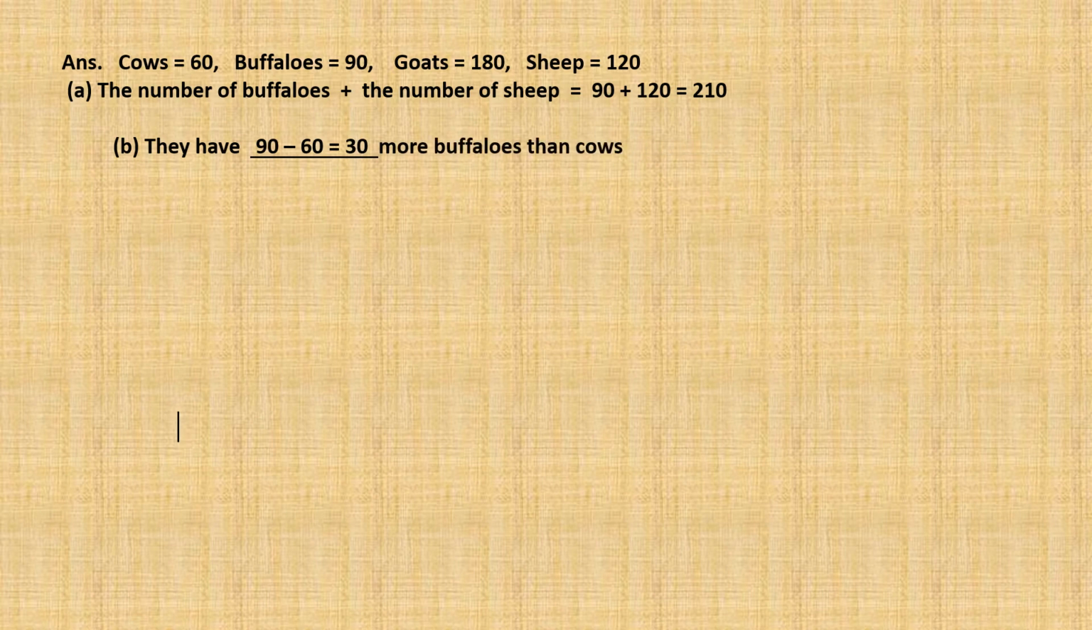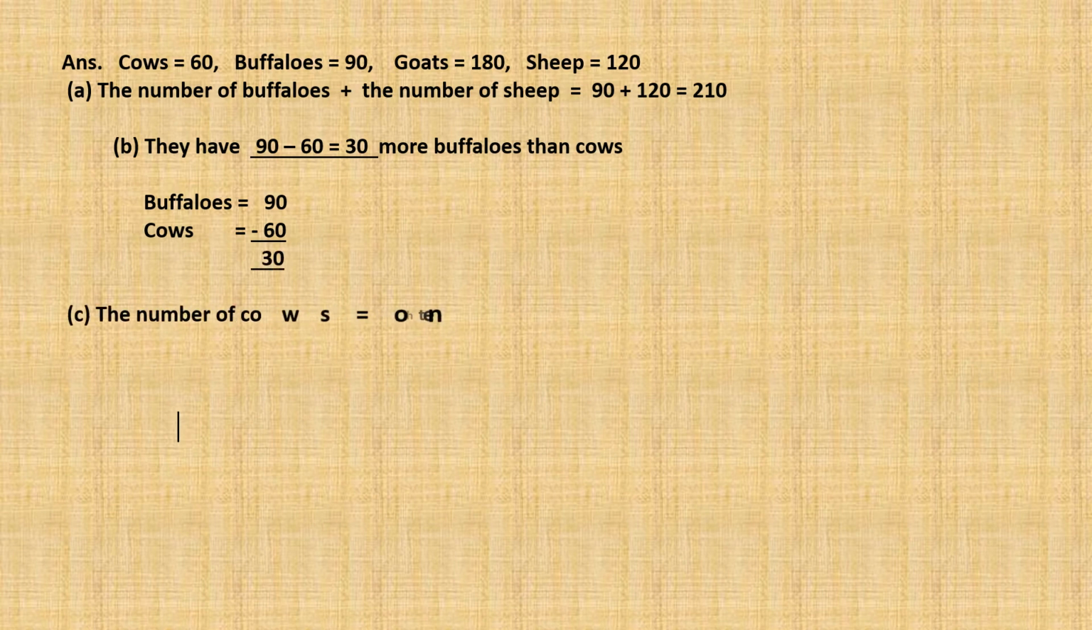Then B part, they have dash more buffaloes than cows. That means the number of buffaloes is more than the number of cows, so you have to find out how many more buffaloes there are. First you write the number of buffaloes, that is 90, and then subtract from it the number of cows, that is 60. You will get the answer 30. So there were 30 more buffaloes than cows.